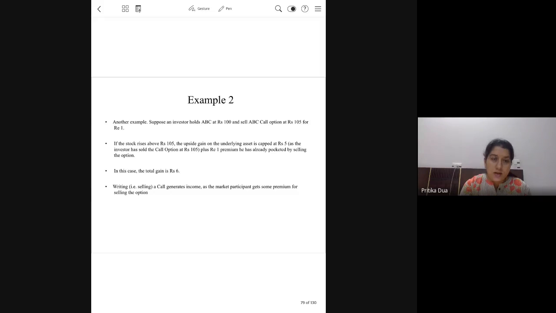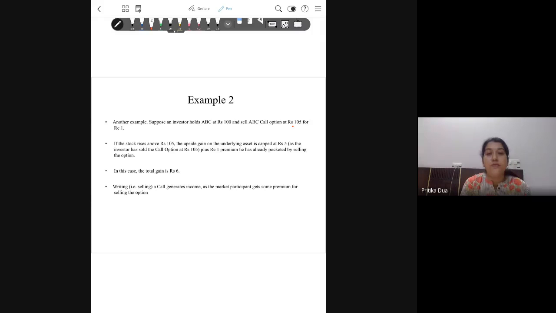To explain it further, we take one more example. Have a look at this slide. Suppose an investor holds ABC at 100 per share, and he is also selling the call option on ABC Limited at 105. So again, same strategy, the covered call strategy. If the price moves above 105, the upside gain is capped at 5 rupees because he has sold the call option at 105, plus 1 rupee premium which he has pocketed. On the other hand, if the price falls, then the premium becomes the extra earning for the investor.